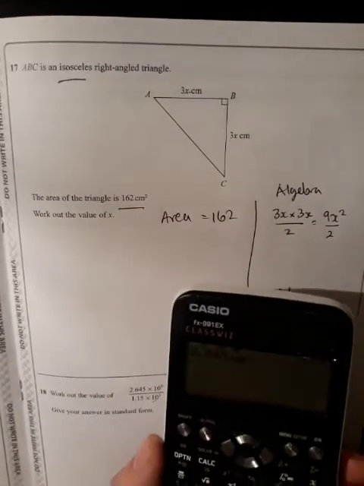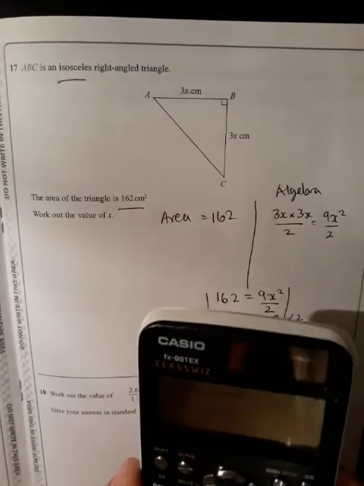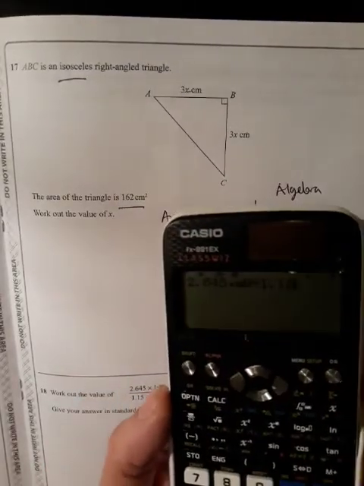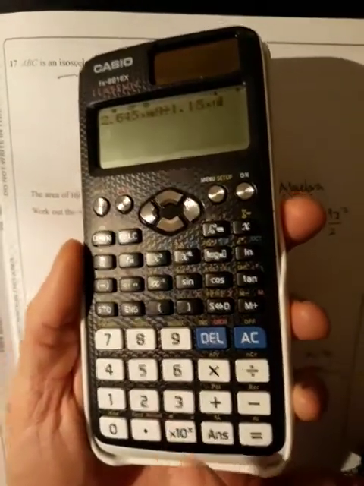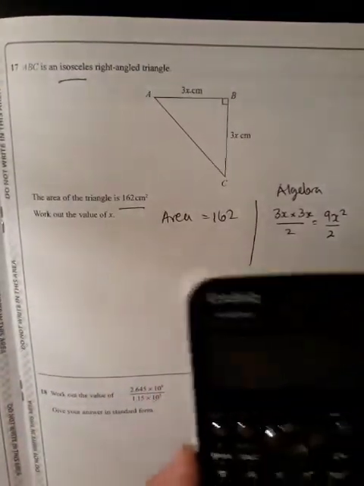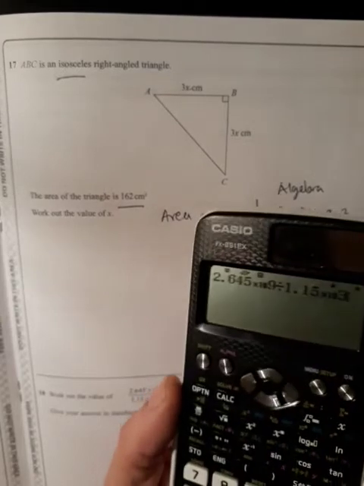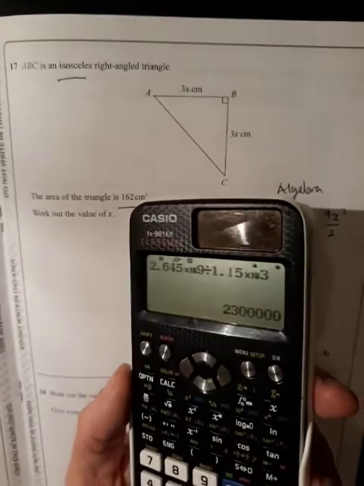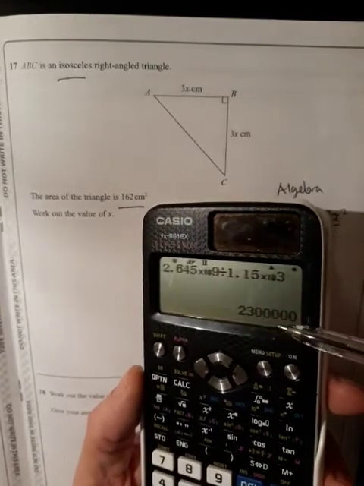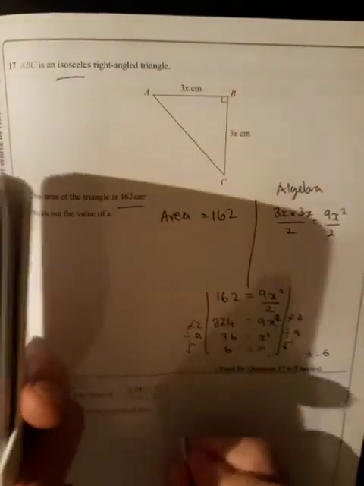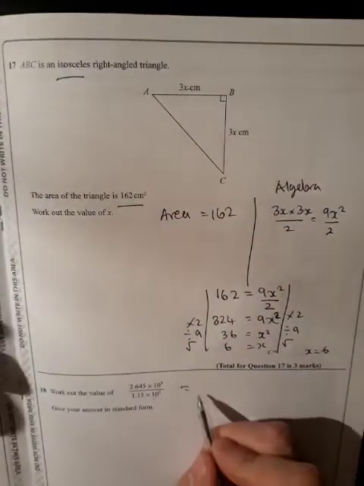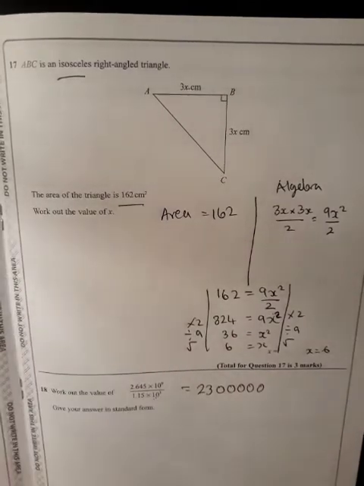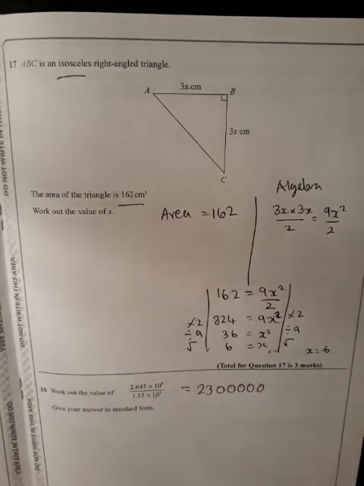9, divided by 1.15, again, times 10 to the power of 3, equals now, and we get this number here, which is 2, 3, and 1, 2, 3, 4, 5 zeros. And now we have to change that into standard form.